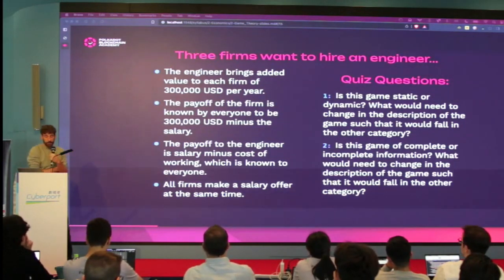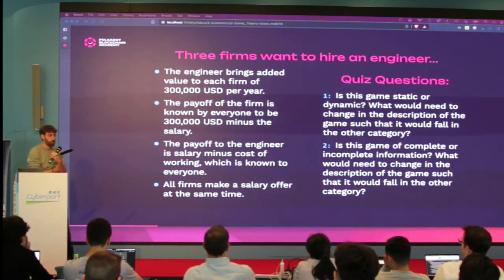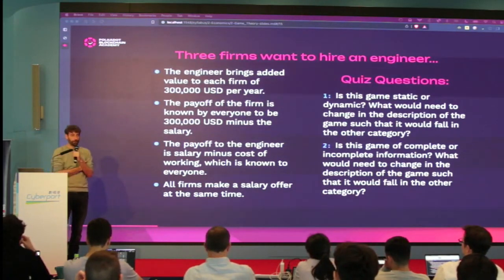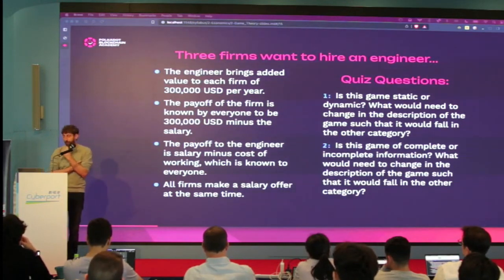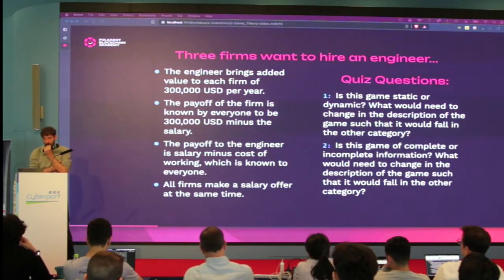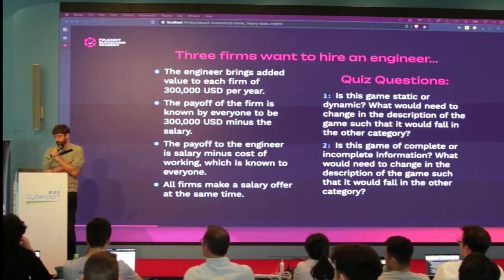Then is it a game of complete or incomplete information? Complete? Yeah, complete. What needs to change for it to be incomplete? Yeah, Mike, I think somebody shouted.